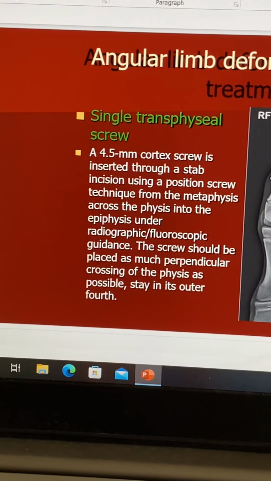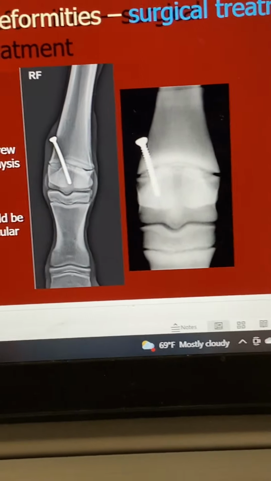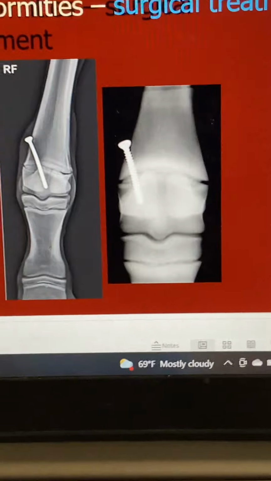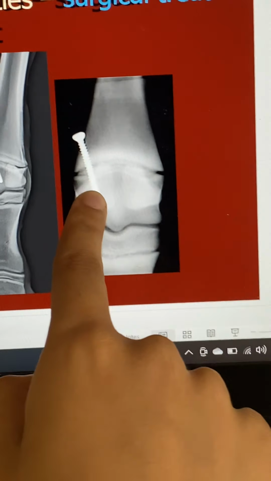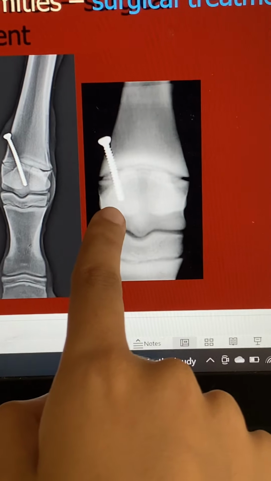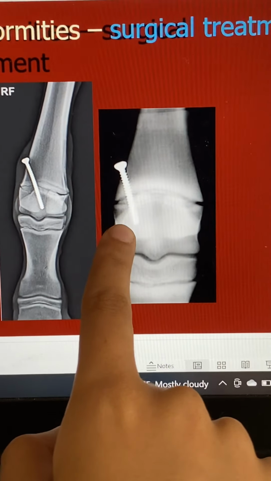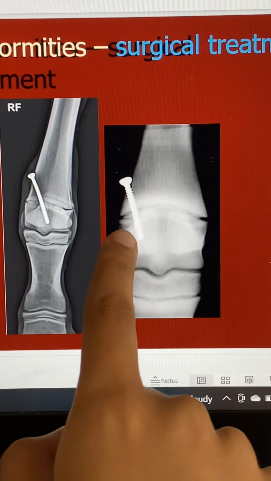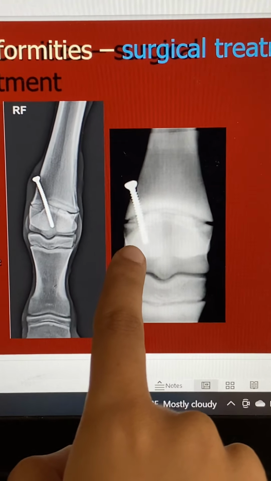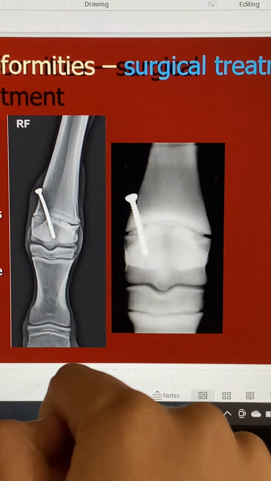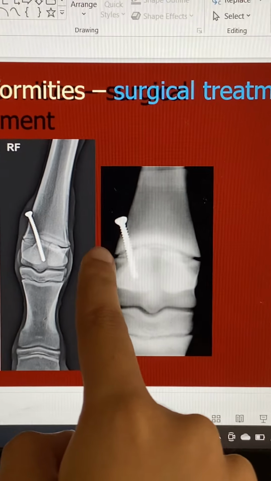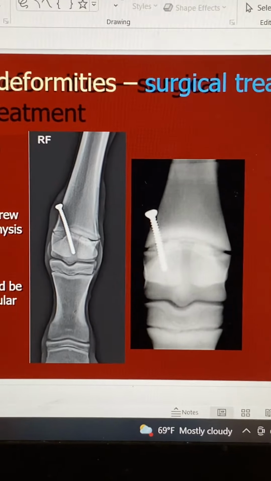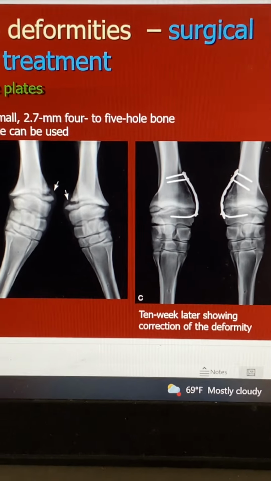Right, so why would a single transphysial screw be helpful for angular limb deformities? Well, if you put a, let's say, 4.5 millimeter cortex screw through a stab incision using a precision screw technique from the metaphysis across the physis into the epiphysis under, let's say, radiographic or fluoroscopic guidance, the screw should be placed as much perpendicular crossing the epiphysis as possible and staying in its outer fourth region.